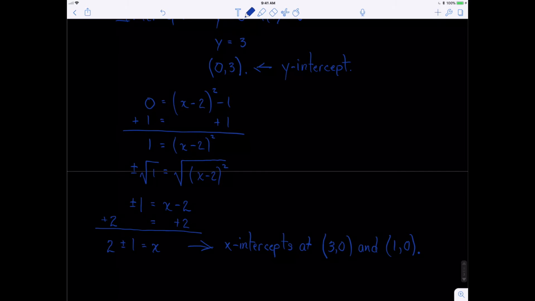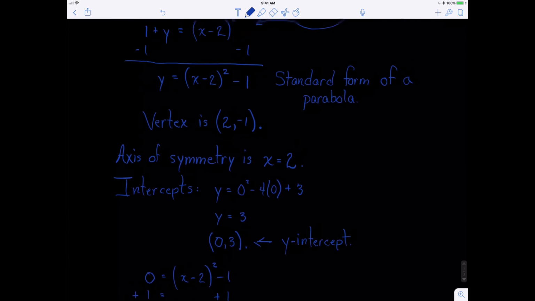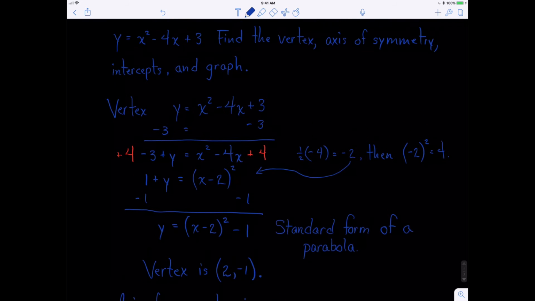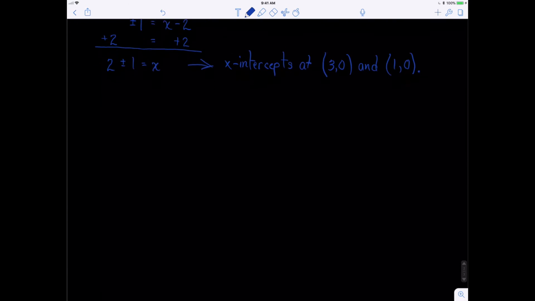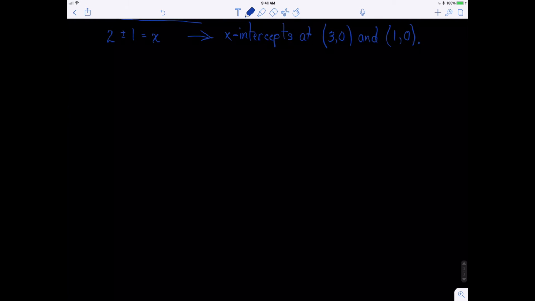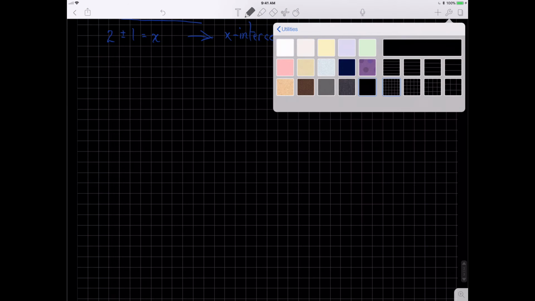Okay, got those. Then the next thing that it asks us to do, let's look back up at the top, is to graph this. So now let's graph our parabola. I'm going to remember all my information, but I'm going to go to my paper and pick up some graph paper because they really come out better.